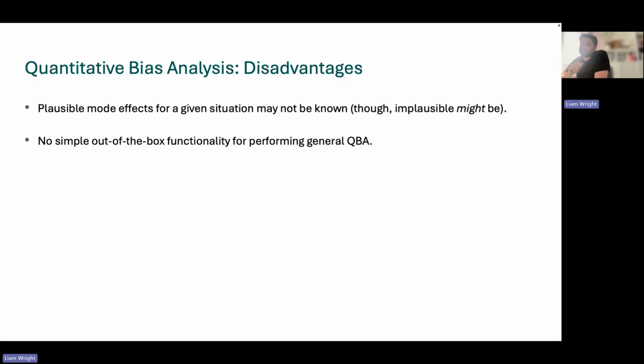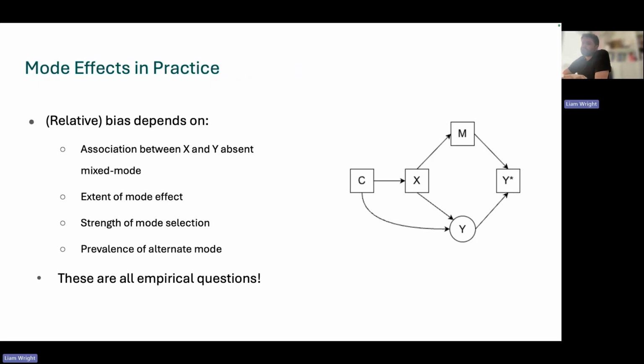So although we might not be able to find a plausible mode effect, we might be able to say what an implausible mode effect is, given those high-level findings from George's systematic review. And the other disadvantage is that for some of these methods, there's usually not any out-of-the-box functionality, so it requires some coding skills.